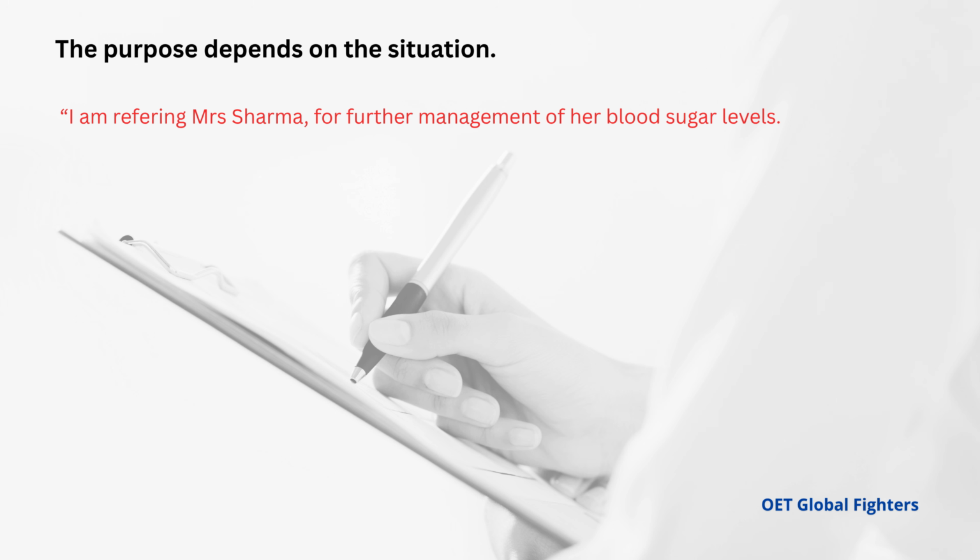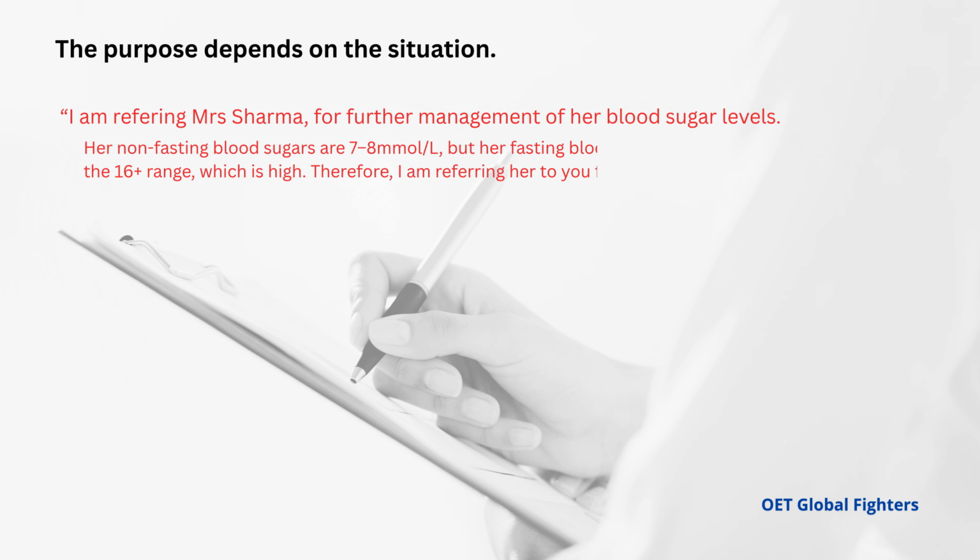So let's imagine I say, I am referring Mrs. Sharma for further management of her blood sugar levels. Okay, I understand the purpose, but what does the endocrinologist actually need to know? Well, perhaps the patient's non-fasting blood sugars are around 7 to 8 millimoles per liter, but her fasting levels are regularly above 16. Now suddenly the referral makes much more sense. The purpose has been developed, and that's the important distinction. Make the purpose clear at the beginning, and then give the reader the relevant information that explains and supports that purpose. Purpose is not a template.